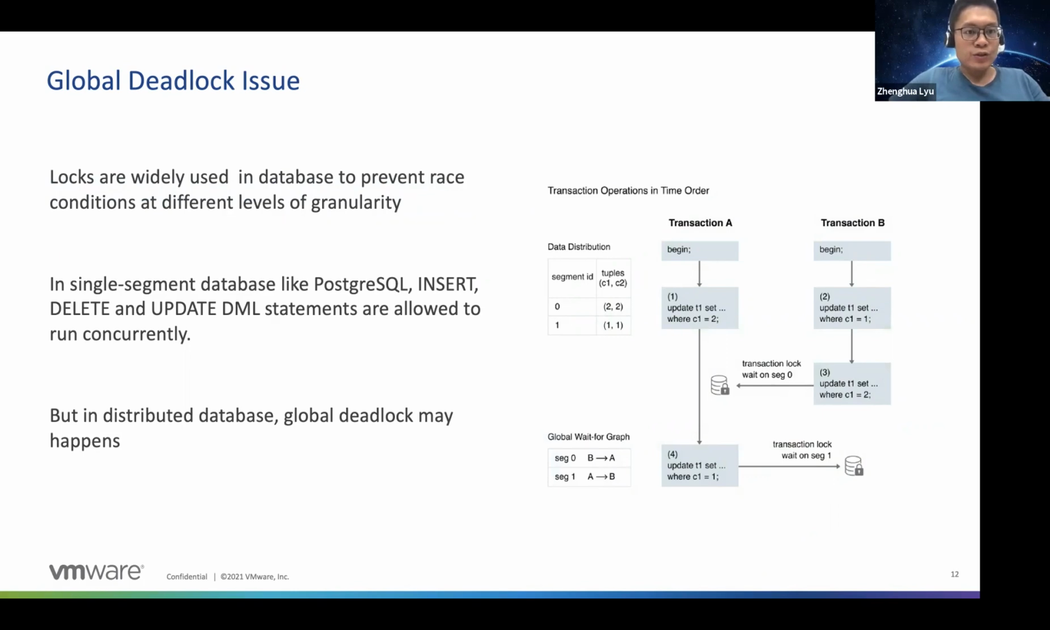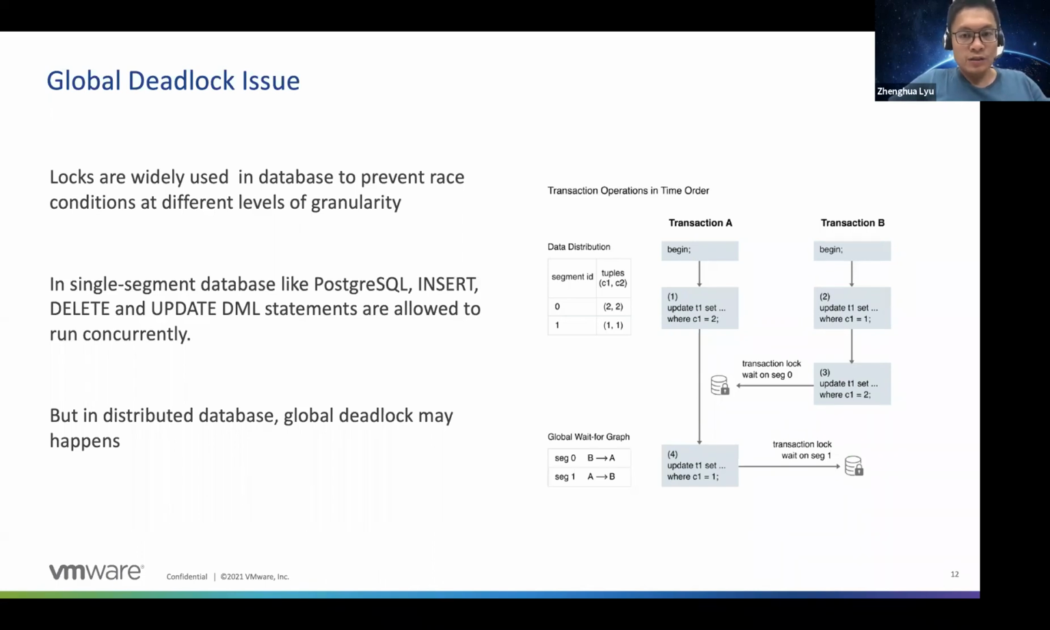Locks are widely used in database to do concurrency control. In a single segment database like Postgres, insert, delete, and update these kinds of DMLs are allowed to run concurrently. Here, by concurrently, we mean they can run parallel if they are not touched the same tuple. But in a distributed database like Greenplum, things are more complex. If you allow these DMLs to run concurrently, global deadlock may happen.